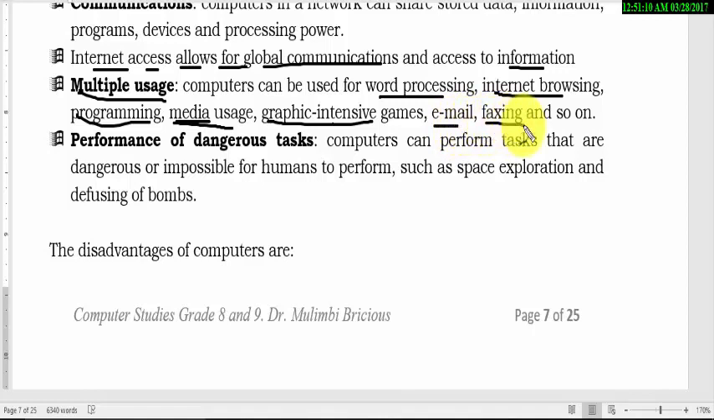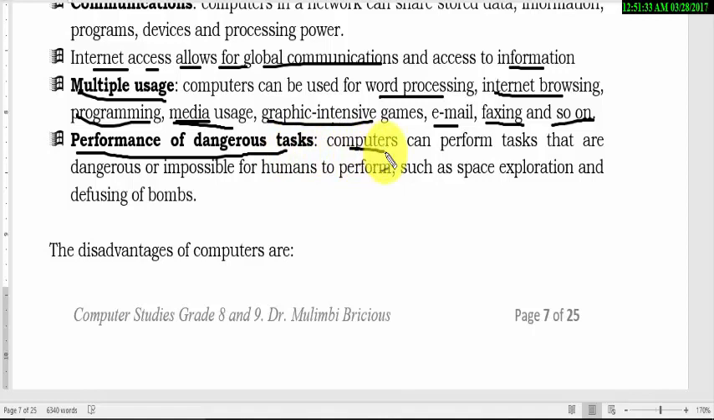You can use a computer for faxing and so many other things. So that's the advantage of a computer; it is used for so many other things. Then the advantage of the computer also is the performance of dangerous tasks. There are so many other things which human beings can fail to do. Now a computer does not fail, it manages.